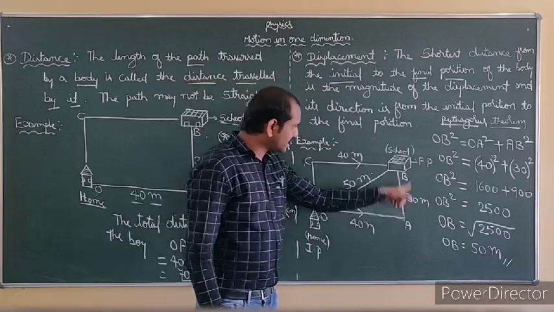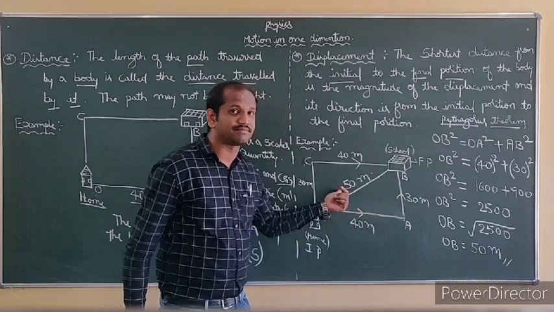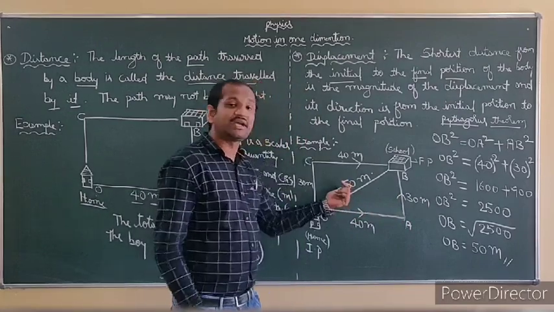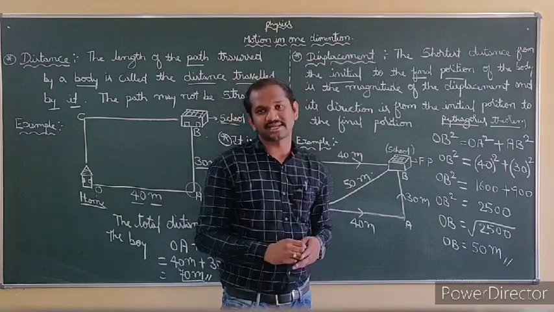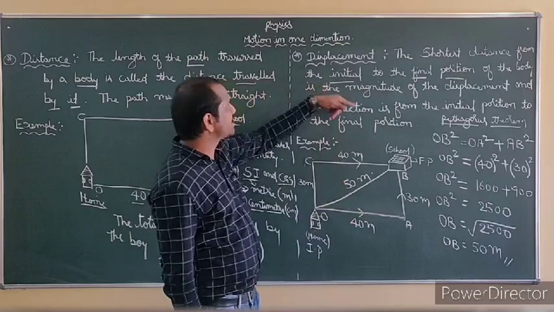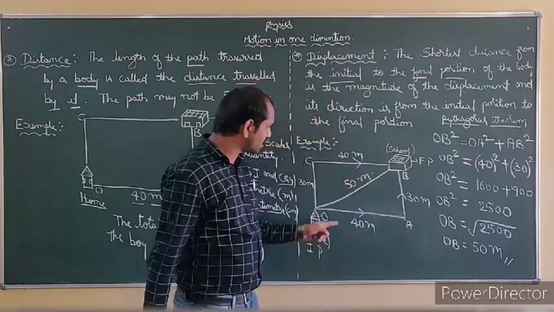Now you might wonder what the distance is. Distance was how much? 70 meter. But what about your displacement? Displacement is 50 meter. Always remember, displacement will always be less than the distance. Understand? It can never be more than the distance. Why? Because displacement is the shortest distance. It doesn't consider the path that always.